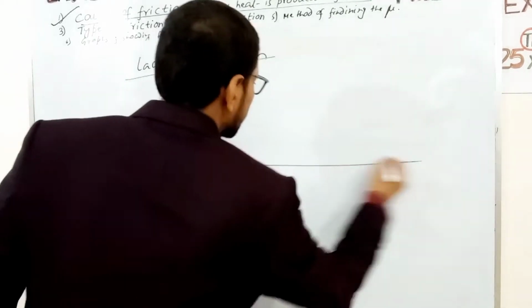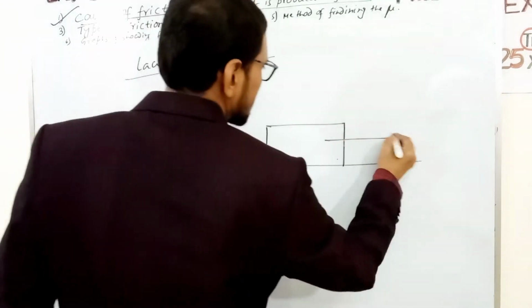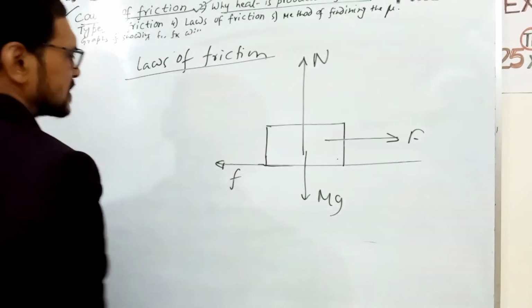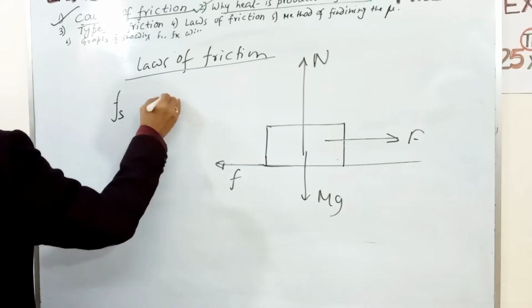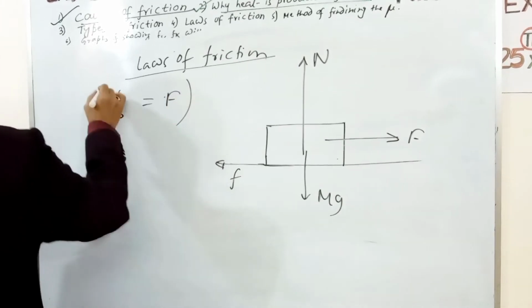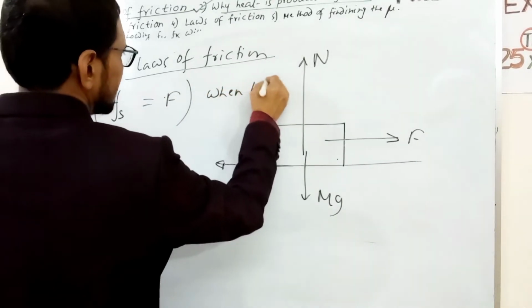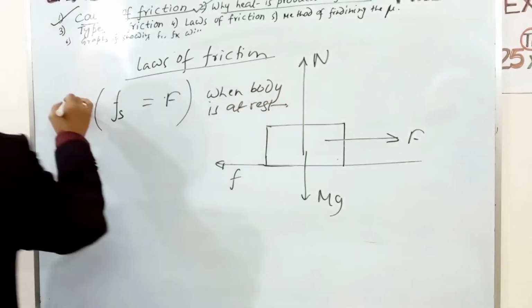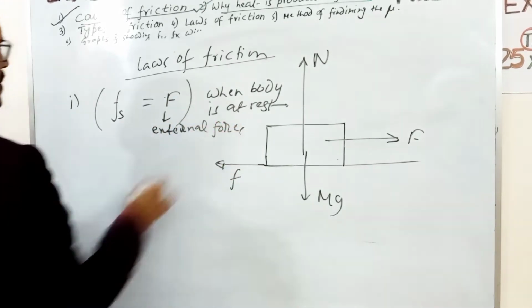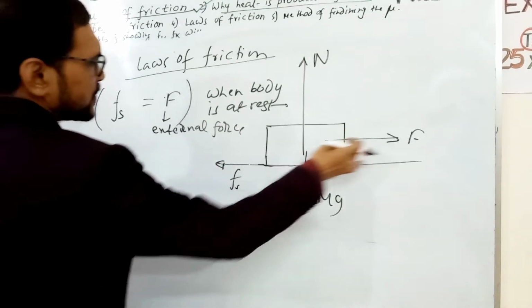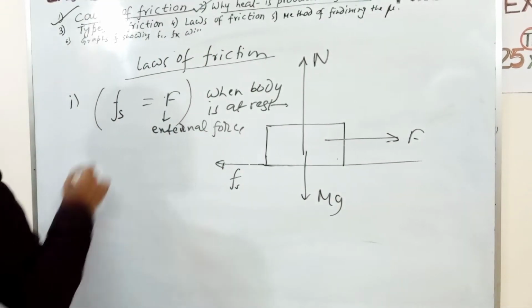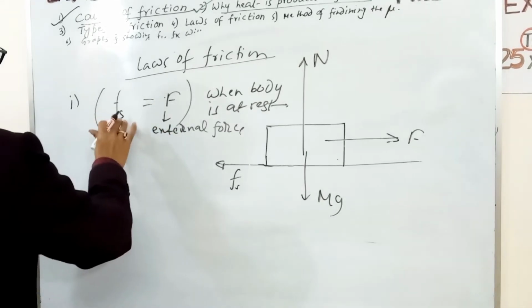Now, the laws of friction. Suppose a block is placed on the ground and a force is applied here. This is the normal reaction, the weight, and the friction force acts along the surface. Now we know that static friction is equal to the external applied force. That is, static friction equals F when the body is at rest. This is the first law: static friction equals external force, where F is the external force. This static friction prevents the external applied force, so the body is at rest. As force increases, static friction also increases. So static friction has no formula; it is equal to the external force.